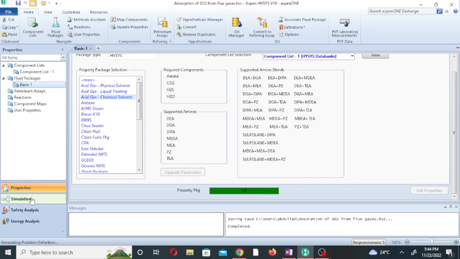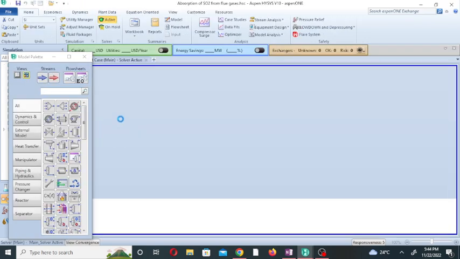So come to the simulation environment. It will take some time. So it is loading. This is the simulation environment.